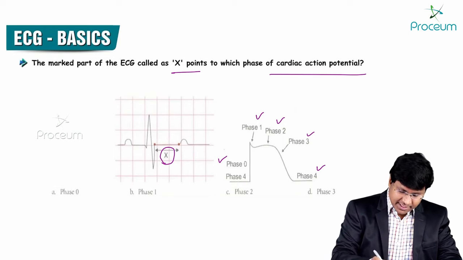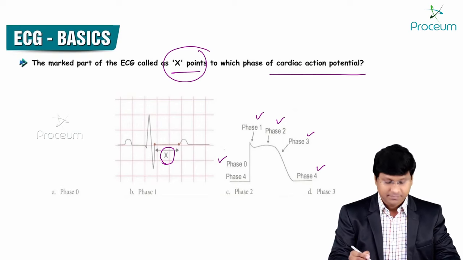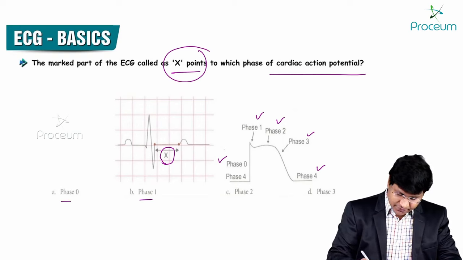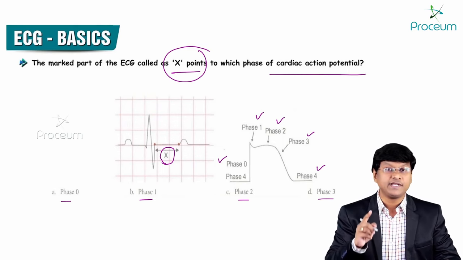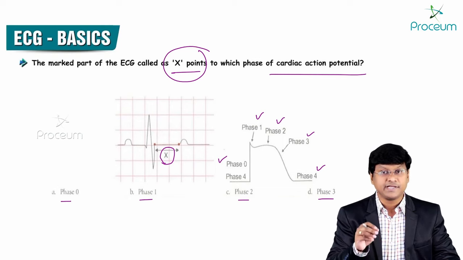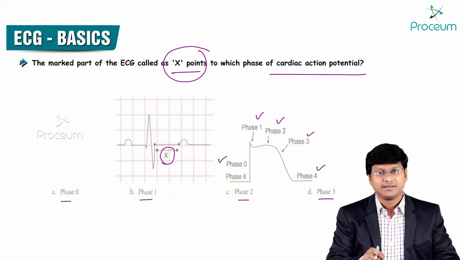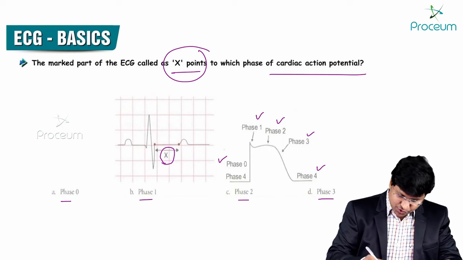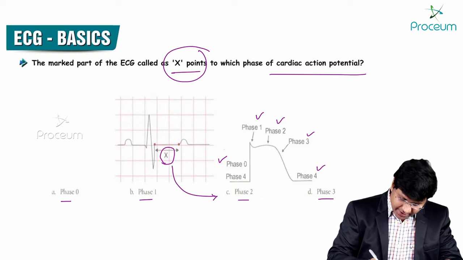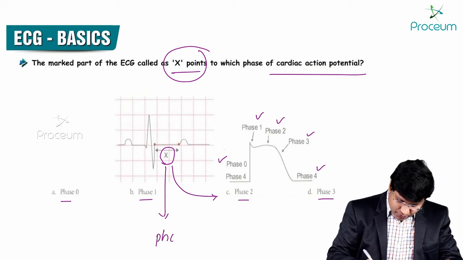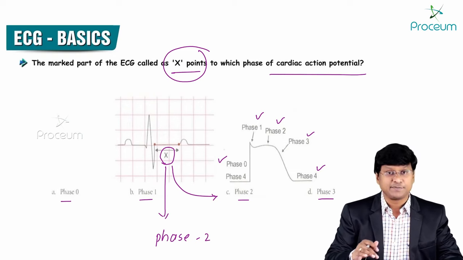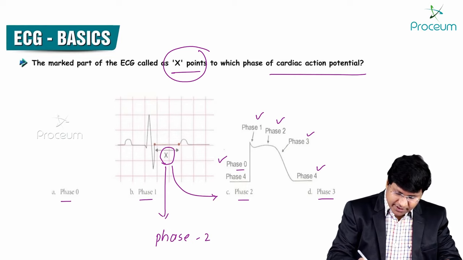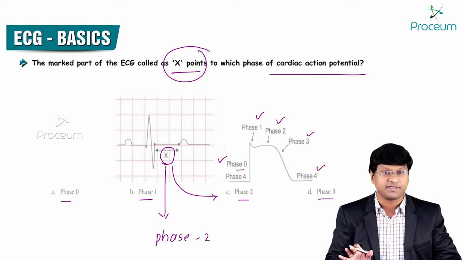Now, what is the question asked? What does this particular X point towards? Phase 0, phase 1, phase 2, phase 3. Remember, the point X on the ECG corresponds to phase 2. Right? It corresponds to phase 2. Now, you see the explanation. You have phase 0, phase 1, phase 2, phase 3. I will explain everything now.